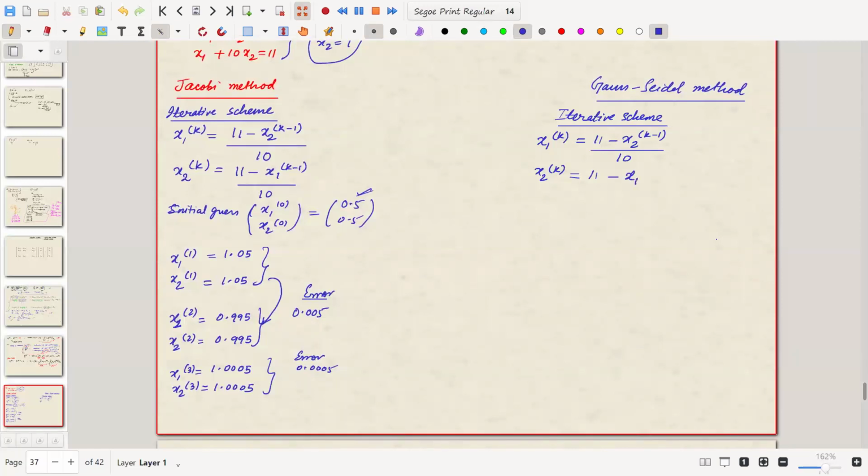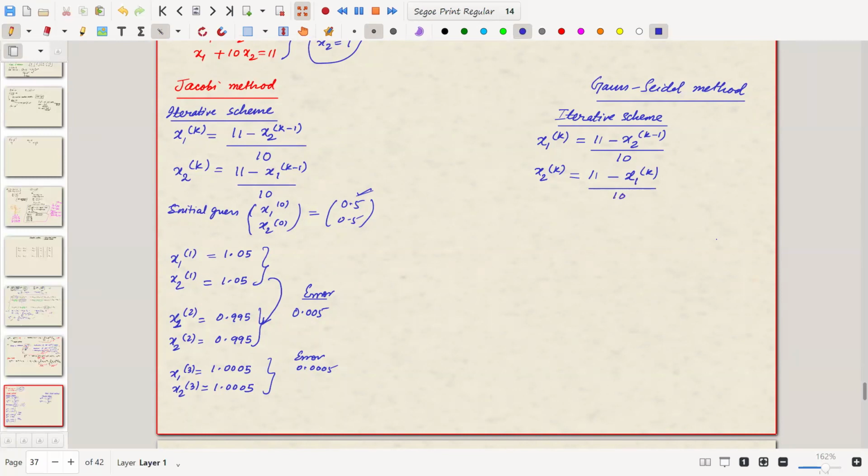Tell me. Anyone else? What should I write here? k. Yes, k, because x1 of k is already computed. That's the fresh value. So wherever possible, write the fresh values. Divided by 10.